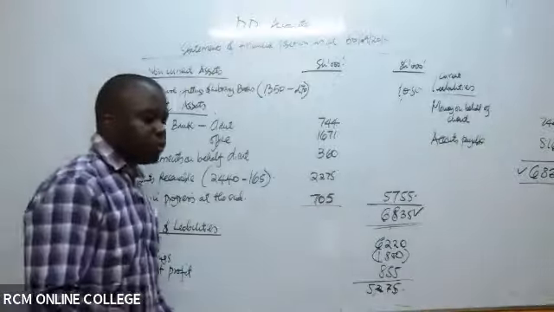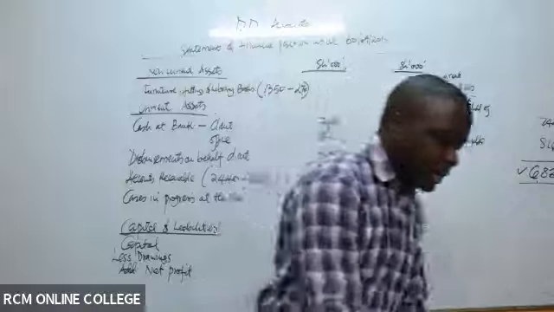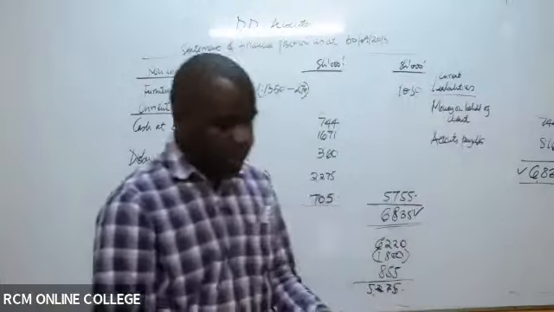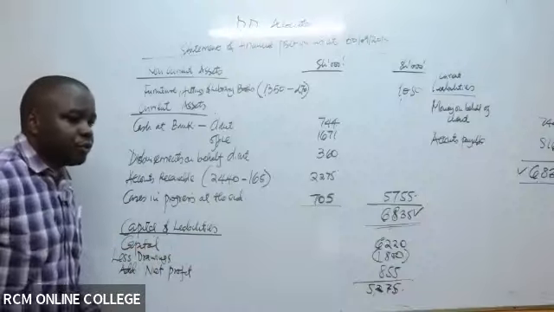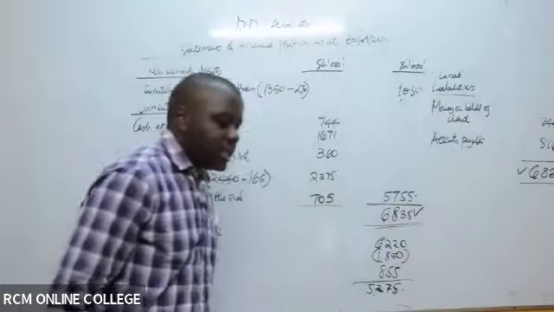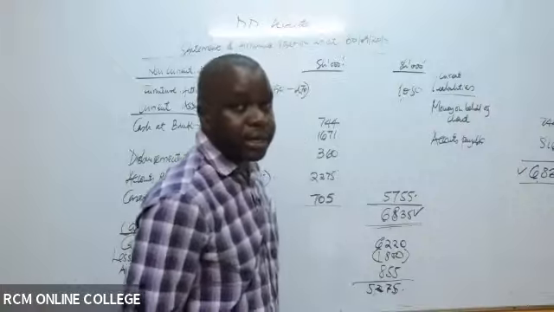So that's why in this case you prepare the statement of financial position and statement of comprehensive income, in this case regarding what? Advocates. So the examiner really likes advocates.